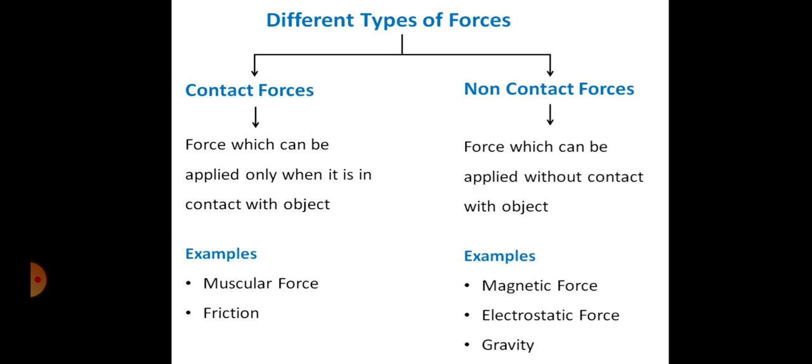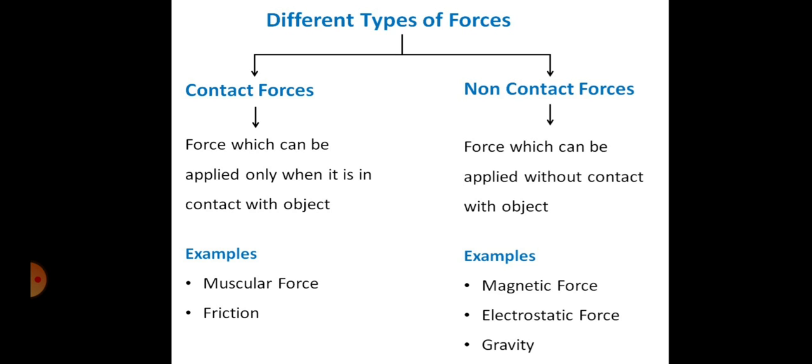Now we come to different types of forces. Forces are basically of two types, contact forces and non-contact forces. Evident from the term itself, forces which can be applied only when in contact with the object are called contact forces. Examples are muscular force, friction. Now, forces which can be applied without contact with the object, without touching it, are non-contact forces. Say magnetic force, electrostatic force, force of gravity.